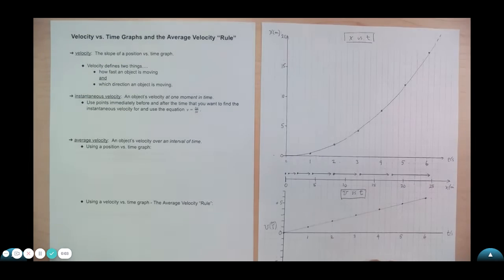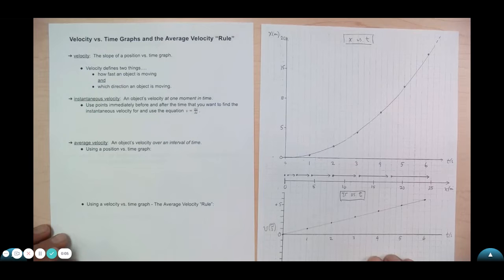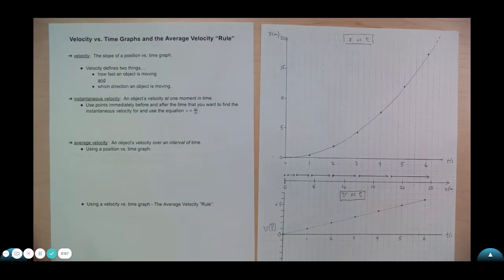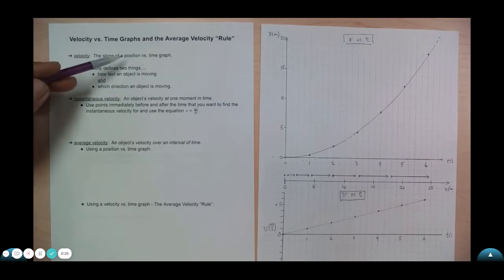Hi everybody, I would just like to show you another video on position time graphs, velocity time graphs, and also this notion of average velocity versus instantaneous velocity. This will piggyback kind of nicely onto the last video that we made. Just recall, whenever we say velocity, in general, we're talking about how steep the position versus time graph is. That was our original definition of velocity.